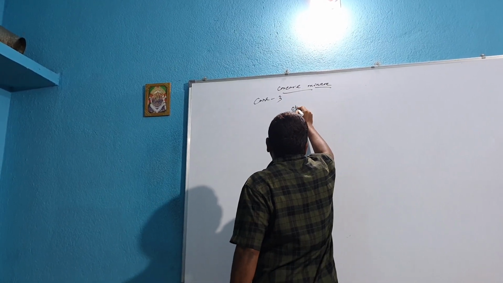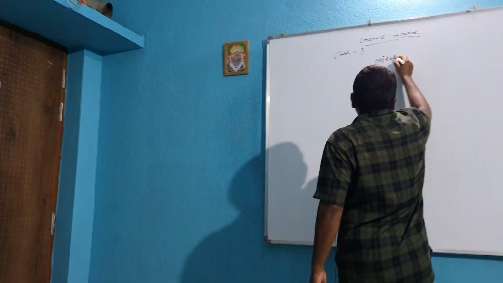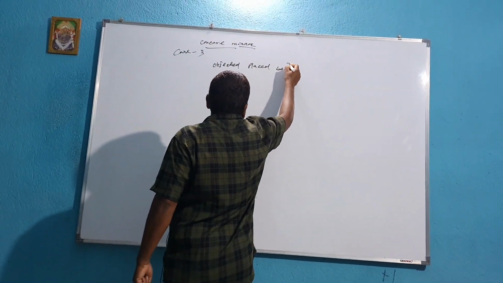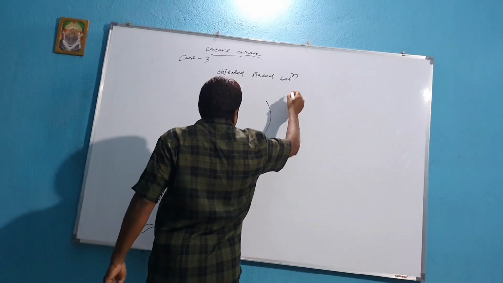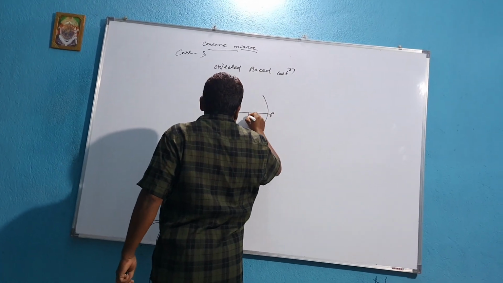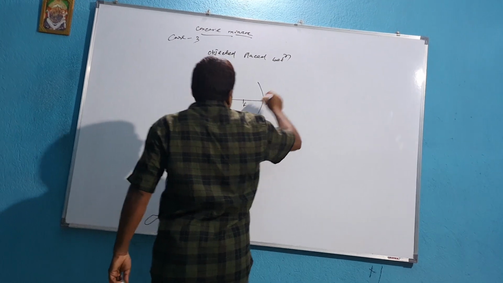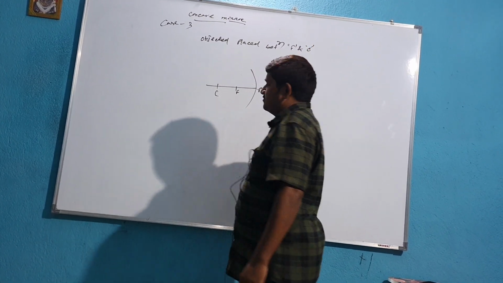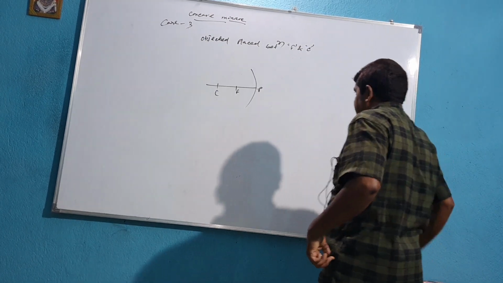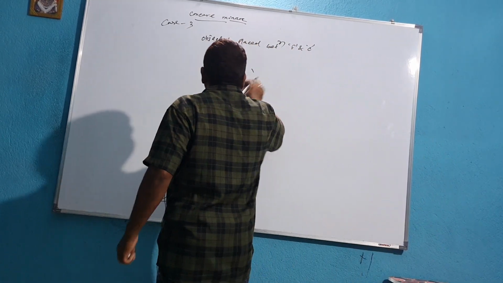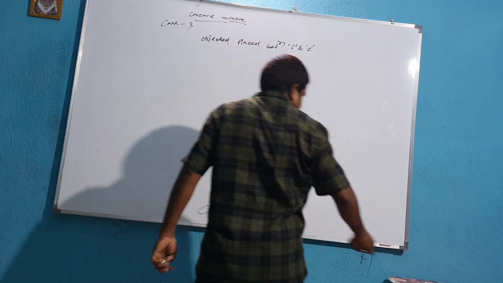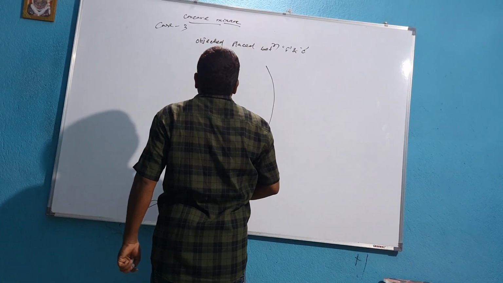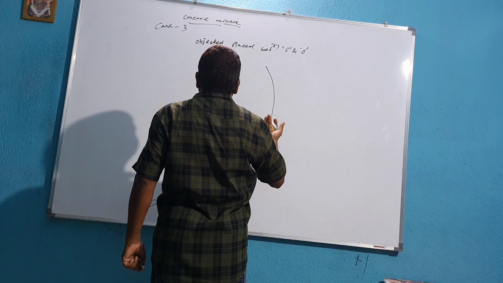Object placed between F and C. This is P, F, C, between F and C. Object placed between F and C. Better, this one is next discussed.